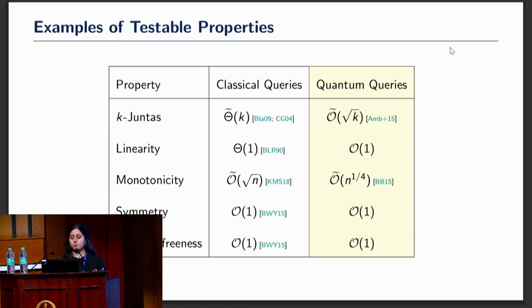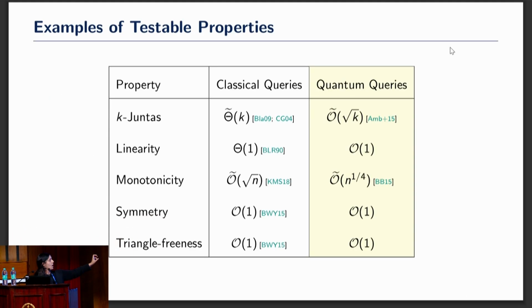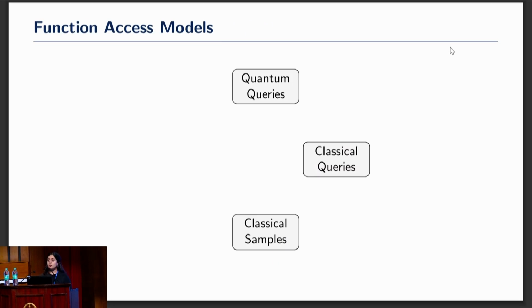And as we might expect, as we go from classical queries to quantum queries, indeed, our complexity gets a bit better. So for example, for junta testing, we go from O(k) to O(√k). For monotonicity, we go from O(√n) to like n^(1/4), and of course, everything else stays constant. Now, another very natural model is classical samples.